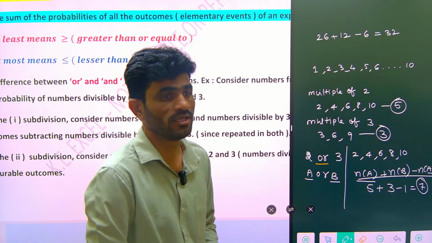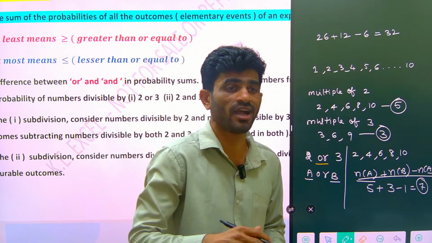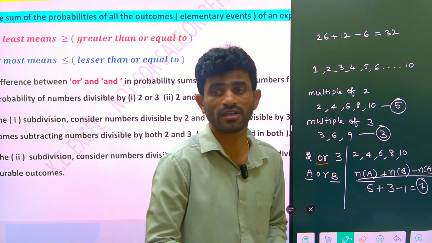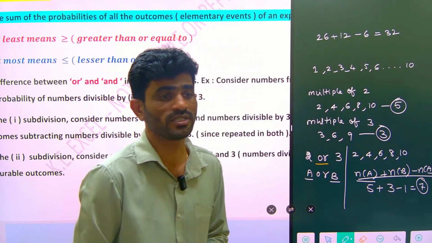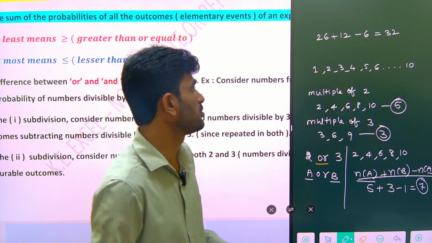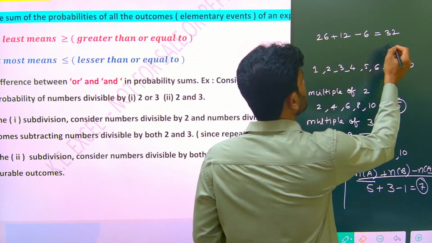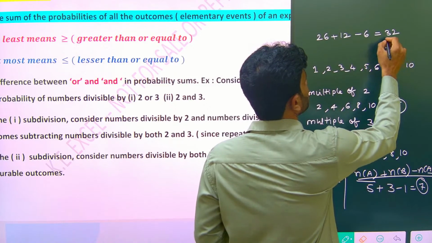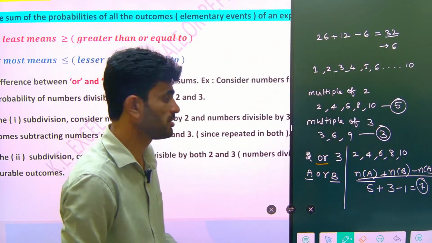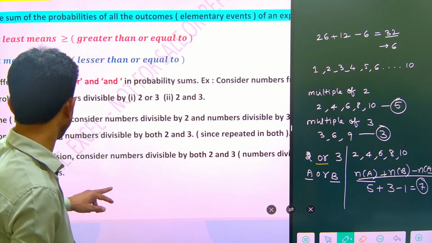Understand? If they ask you red card and face card, what does red and face card mean? Just red color face cards. How many red color face cards will be there? 6 only. So the probability will be 6 by 52, whereas for red or face card it is 32 by 52. What idea about this? 2 or 3, 2 and 3.